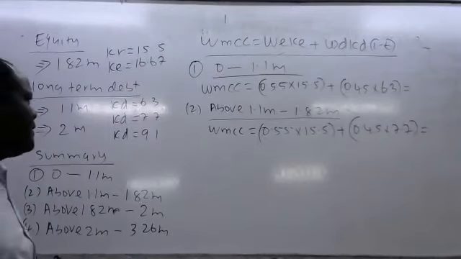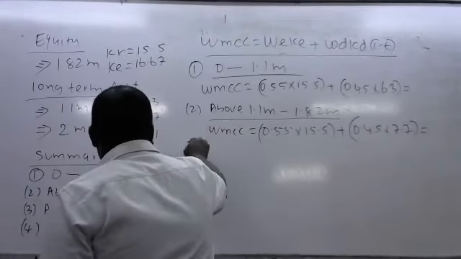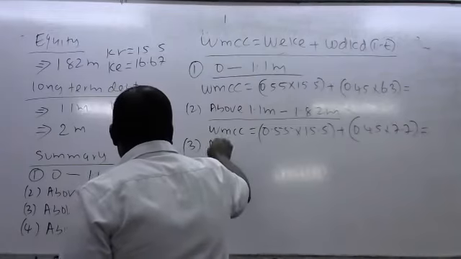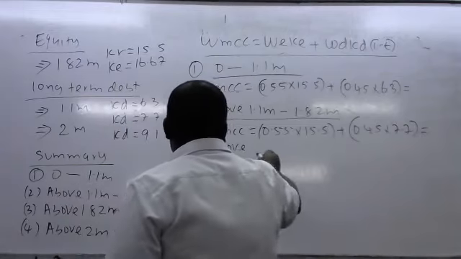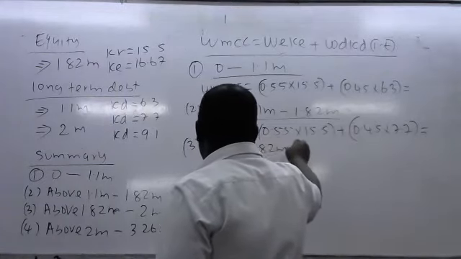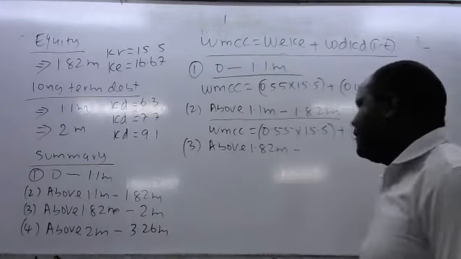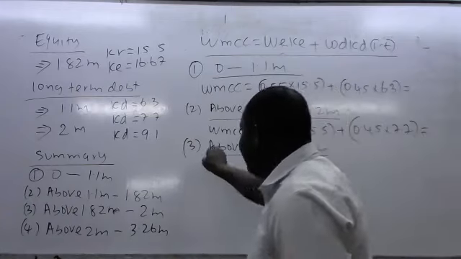That's now for the second. We go to the third one. So the third one should be above 1.82, but up to how much? Up to the 2 millions like that.